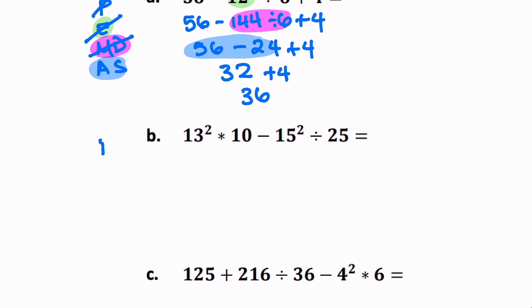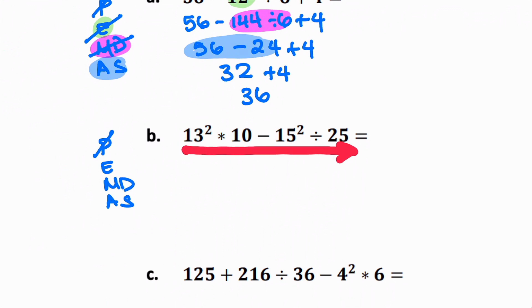Letter B, we're going to go ahead and do PEMDAS. I look for parentheses. I don't see any. I look for exponents. I see 2 exponents. I see this one, and I see this one. How do I know which one I do first? Well, just like before, the tiebreaker is always to go left to right. So I see this one first. Let's do that one first.